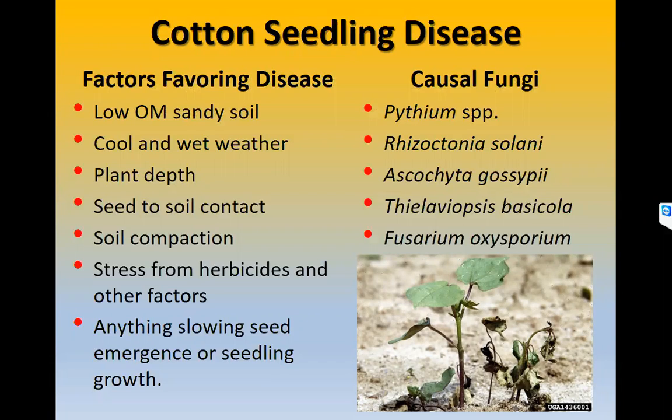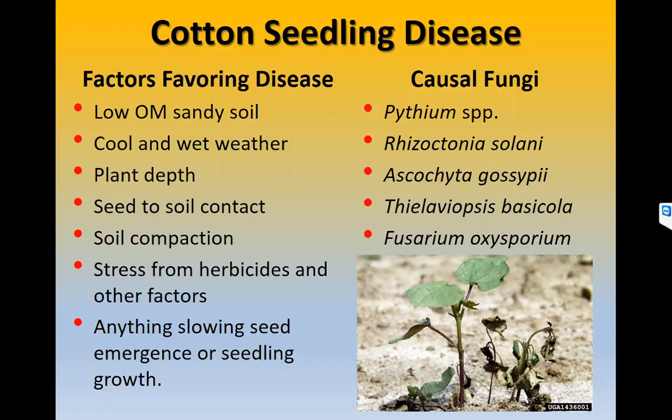Essentially, seedling diseases are primarily a problem when cotton or any other crop has either delayed seed germination or slowed seedling growth. Of course, we're looking at cold weather and corn seed in the soil, so those folks that planted may have some issues with seedling diseases in their corn.